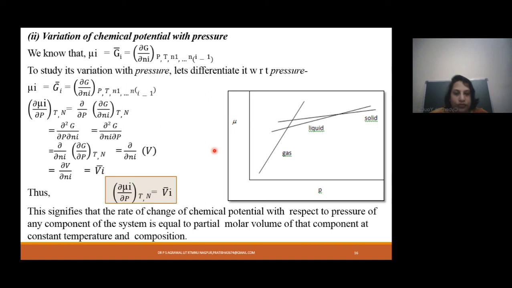Again, we can see that the slope is equal to del mu by del P. That's why it is molar volume. Since molar volume is always positive, the slope will be positive and steepest for gases. If we trace the chemical potential as we increase the density, that is, increase the pressure at constant temperature, we see that the system passes through gas, liquid and then solid.